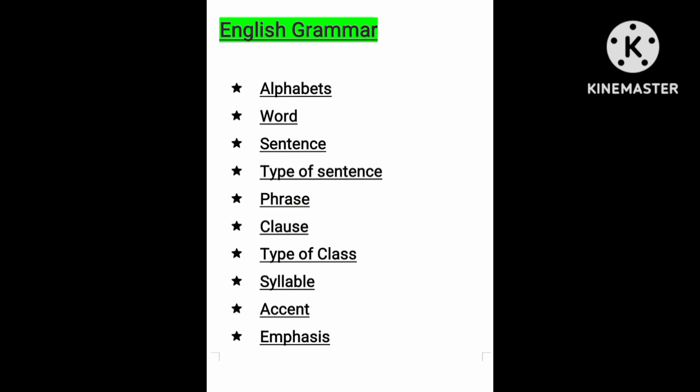In this video, we learn about alphabets, word, sentence, type of sentence, phrase, clause, type of clause, syllable, accent, emphasis. So watch till the end of this video.